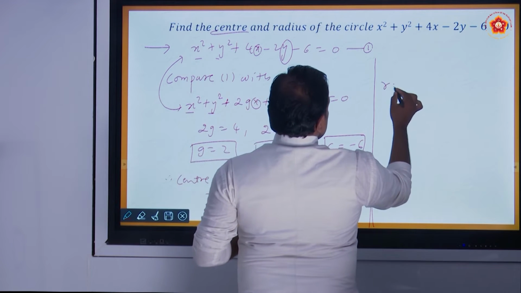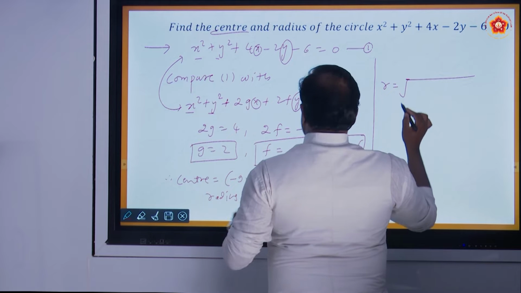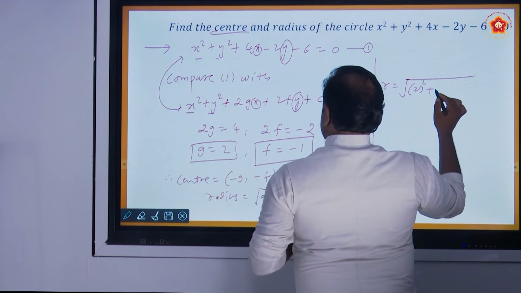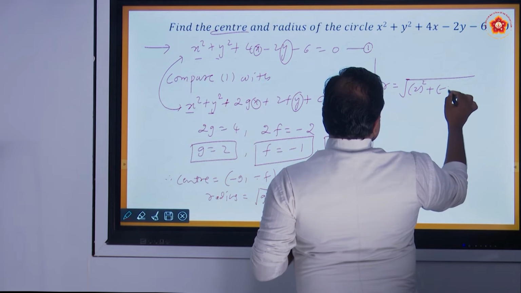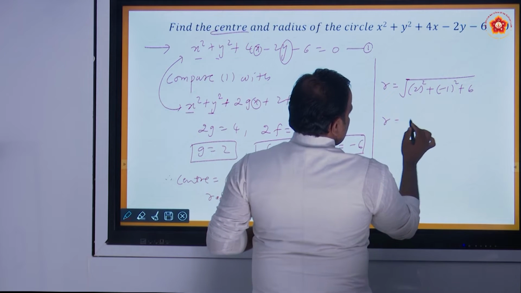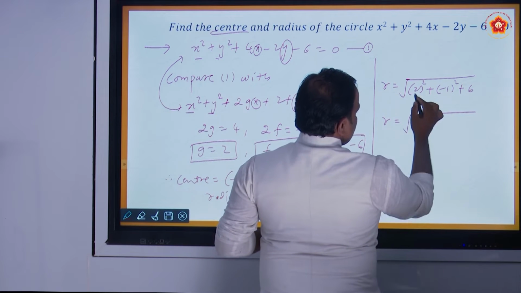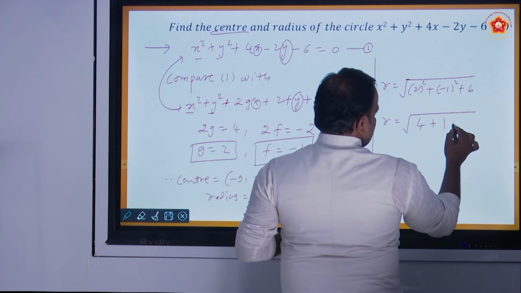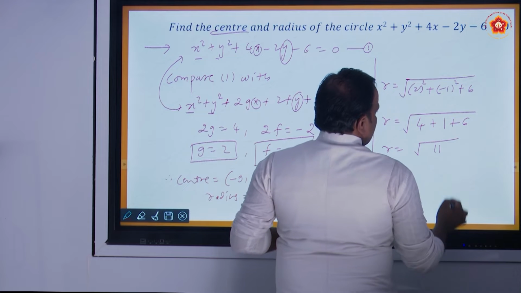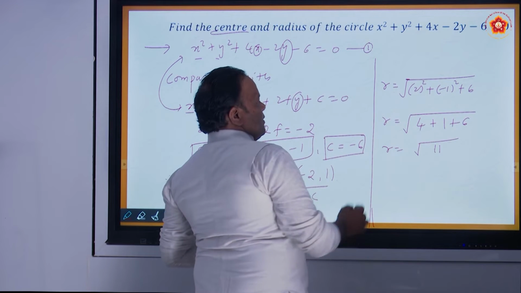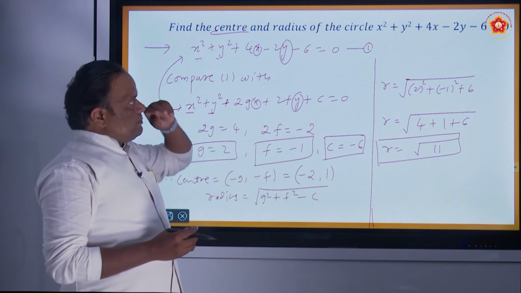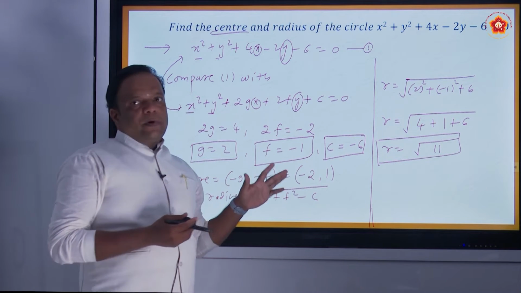So the radius, shortly r, is equal to square root of g square plus f square minus c. g is nothing but 2 square, plus f square, f is nothing but minus 1, minus 1 whole square, minus c, c is nothing but minus 6, so plus 6. Simplifying, r equal to square root of 2 square is 4, plus minus 1 whole square is plus 1, plus 6. 6 plus 4 is 10, plus 1 is 11. Root of 11 is the radius of the circle and the center is minus 2 comma 1.